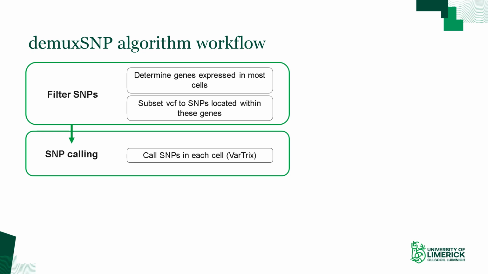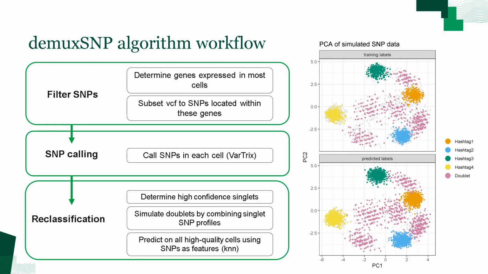So far, we've filtered down the SNPs, and we've called the SNPs in each cell. And that gave us the heat maps that we visualized in the last couple of slides. So if we want to move on to reclassification, we know we can call some cells, just not all cells, using the hashing methods. So we take the cells that we can confidently call and use their labels as training data using their corresponding SNPs as features.